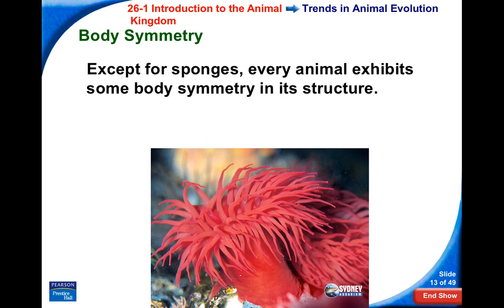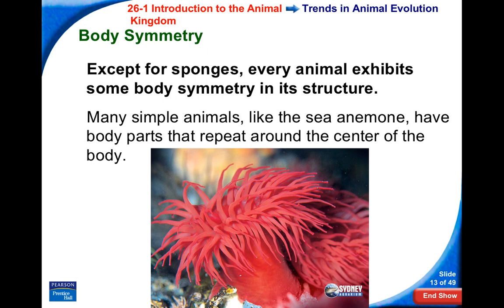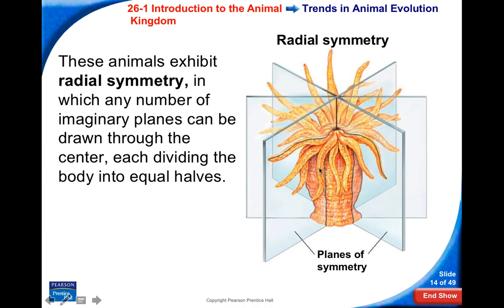Okay, and if you're in sports med or have taken any of those before, you might have heard of the planes of the body. We're going to go over those a little bit. Okay, so this right here is a sea anemone. It's considered a simple animal. Okay, and simpler animals like the sea anemone have body parts that repeat around some kind of central point in the body. Okay, and so we call this radial symmetry.